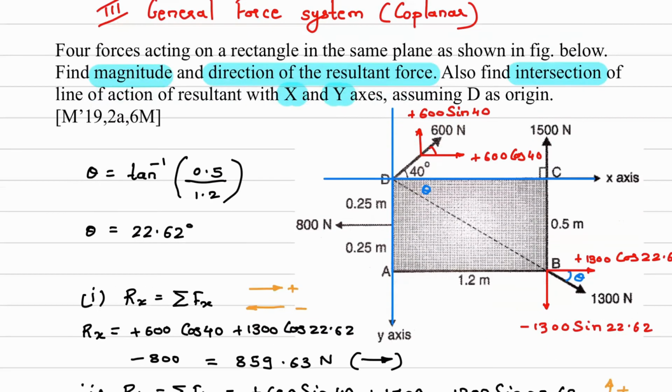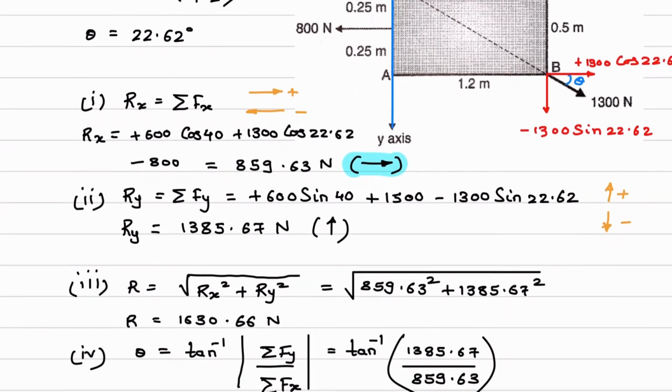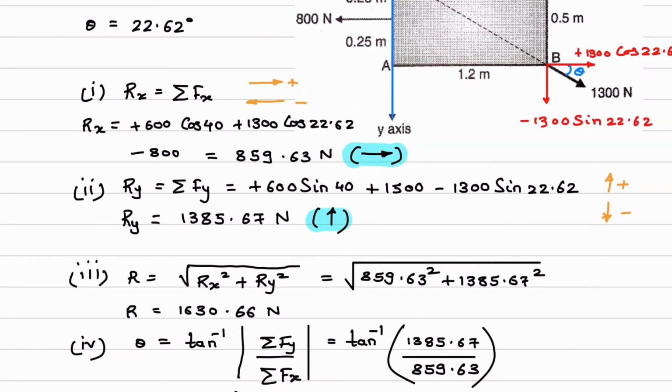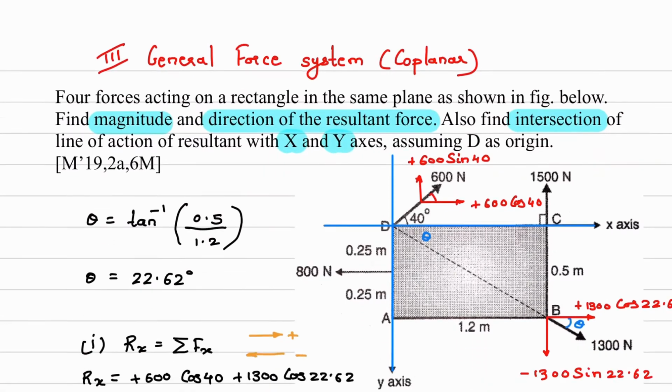So I'll show the resultant now, how to draw the resultant. Based on whatever we have solved just now, we'll see how to draw it. What is the direction of Rx? It is towards right. And what is direction of Ry? It is upward. And theta has been given over here. Theta we calculated 58.19. So you have to just draw the axis now.